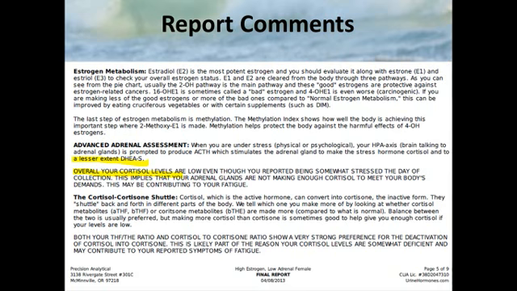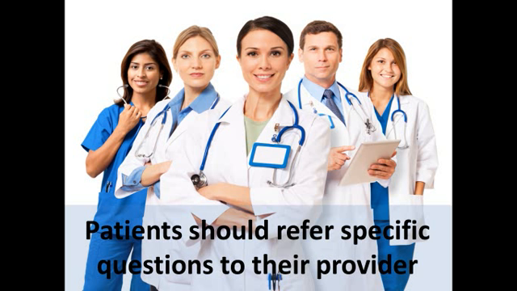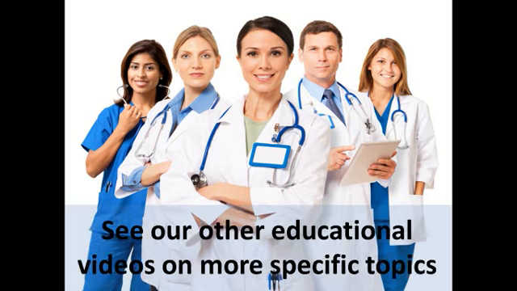Lastly is an analogous set of notes for the provider, which are at a higher level in terms of the level of detail about the metabolism and some of these processes, as well as some treatment suggestions that might be included. Patients, if you have questions, should refer those to your healthcare provider, and they can help you answer those questions. You can also see our other educational videos on more specific topics as we go through each of the sections of these reports to try to understand the different components of those.